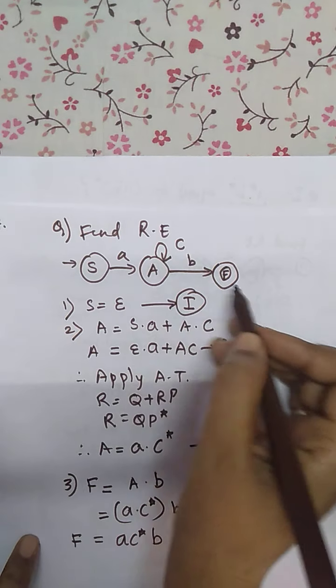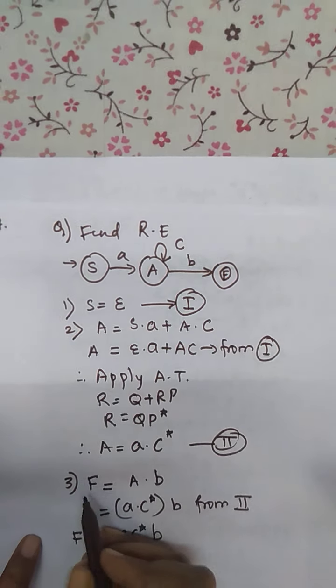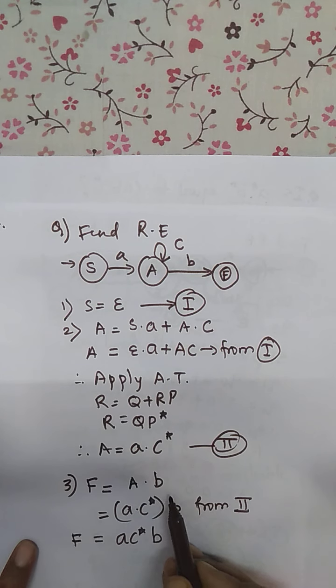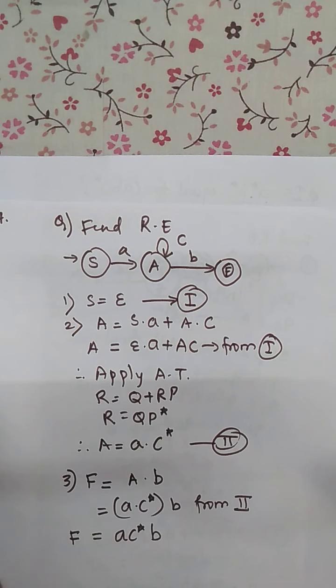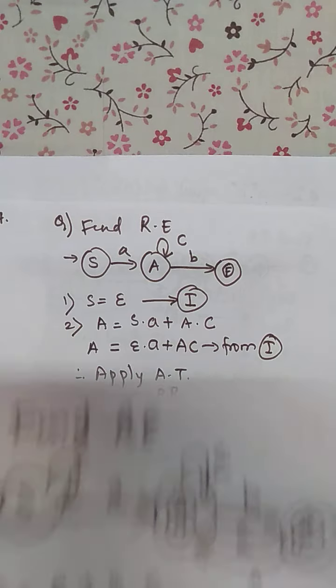But this is not the end point. We have to find it for the final state F. F is A dot b. So what is the value of A? We have to substitute, and we will get the regular expression for the question.